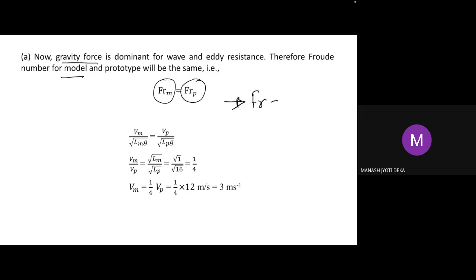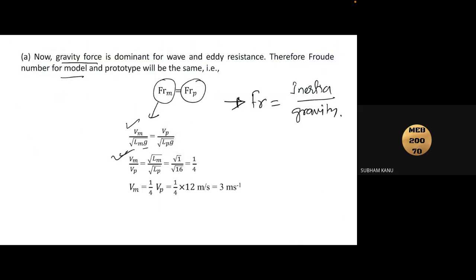Just now I actually discussed the Froude number. The inertia by gravity. Is it inertia by gravity? If you write the expression, it will come as the velocity divided by square root of the gravity into the length scale. From this, the other terms are given. We know the Lm by Lp ratio and the velocity of the prototype, so we can find out the towing velocity of the model. So that is the first part.